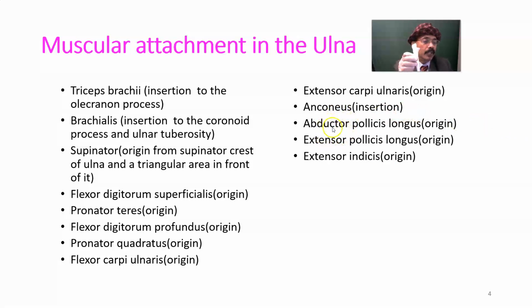Then these three muscles, abductor pollicis longus, extensor pollicis longus, not brevis, and extensor indicis, all of them originate from the interosseous membrane and from the posterior surface. So they are extensor muscles, and they should be getting innervation from the posterior interosseous nerve, including the abductor pollicis longus.